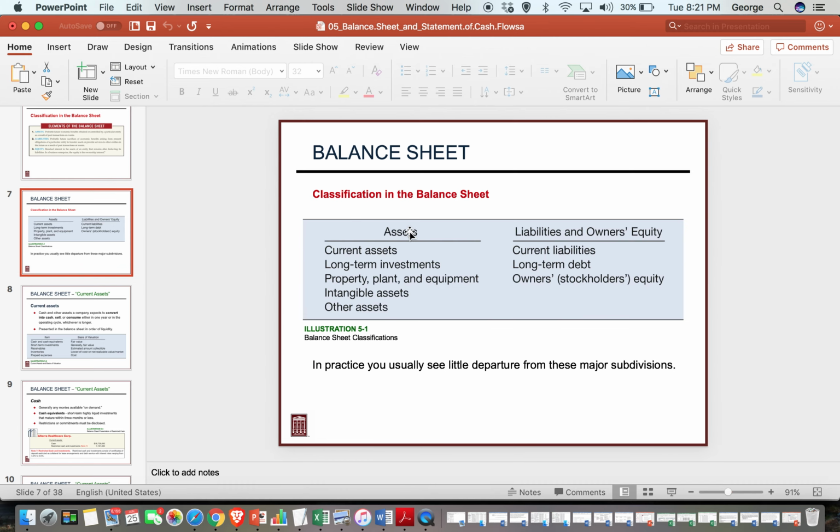All right, so classification. So assets consist of current assets, and then long-term assets, such as long-term investments, PP&E, property, plant, equipment, intangible assets, and then any other assets like goodwill. Then liabilities and owner's equity, current liabilities, and long-term liabilities, long-term notes payable, long-term bonds payable, and then stockholders' equity.